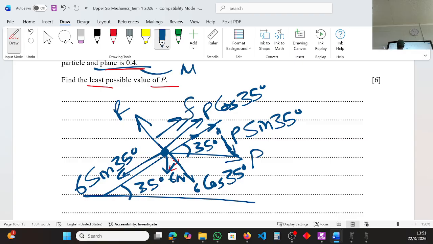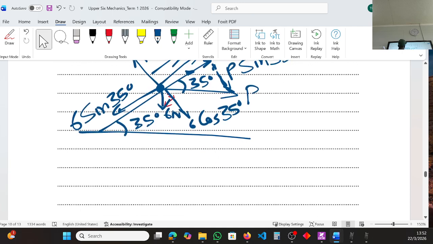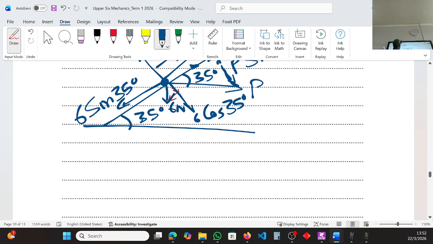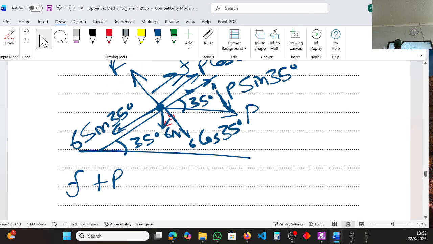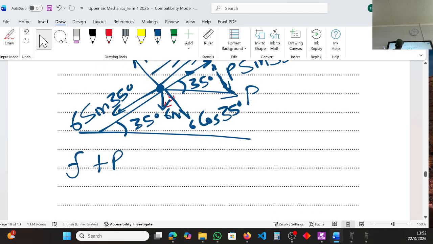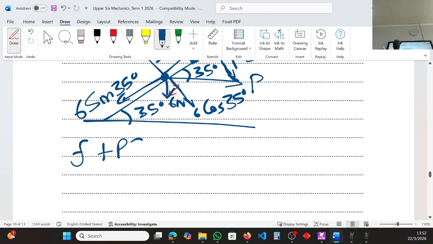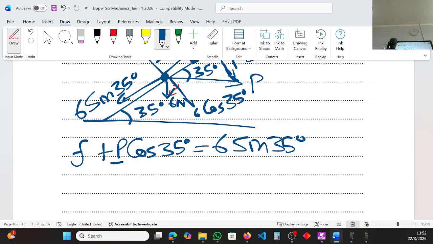So if I'm to draw my equation below, because the object is experiencing equilibrium, it means there's a balance between friction and P cos 35. So P cos 35 is going to be equal to 6 sine 35 degrees. And this is going to give us the least value of P, because friction and P are in the same direction.